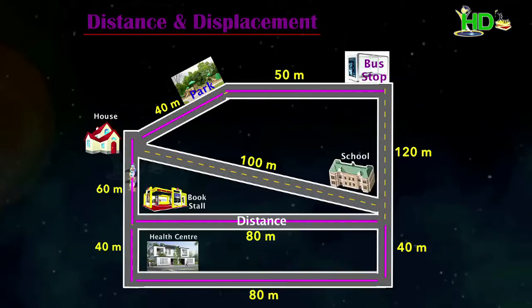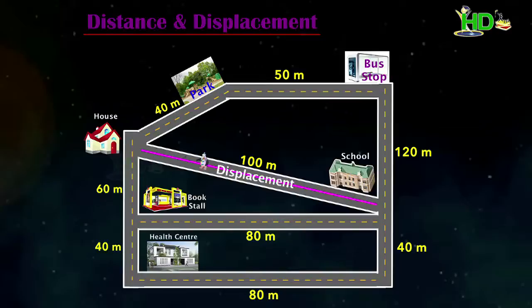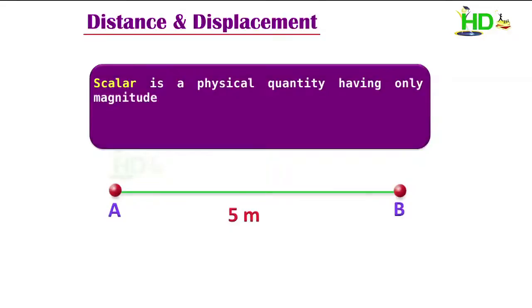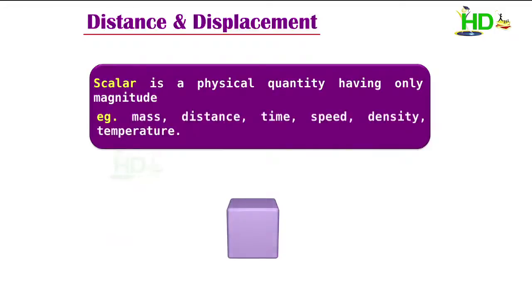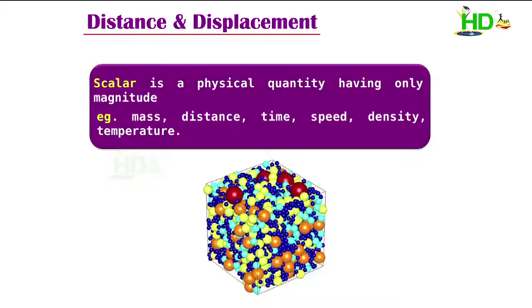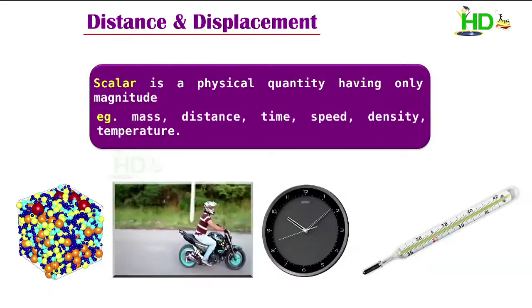That means distance has only magnitude but not direction. But displacement has both magnitude and direction. Therefore, we can consider distance a scalar quantity and displacement a vector quantity. Already we know that a scalar is a physical quantity which has only magnitude but not direction. Examples of scalars are mass, distance, time, speed, density, temperature, etc.